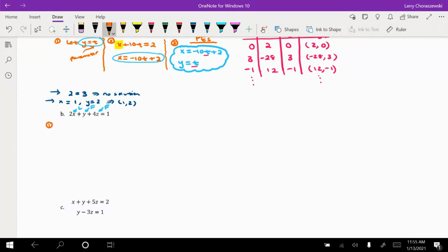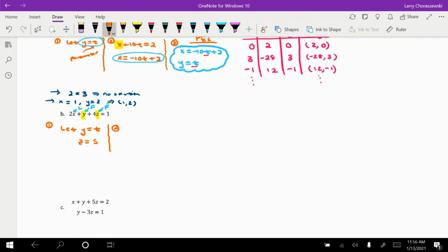So for this three-step process, I'm going to say let y equal t. Now, we also need a parameter for z, and we should use a different letter. I know this is not in alphabetical order, but I'm going to define z as a parameter s. It's another common letter to use for parameters. This takes us to step 2.